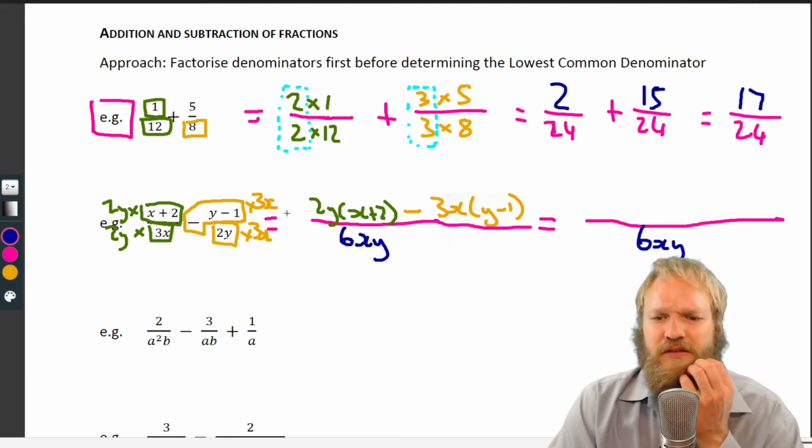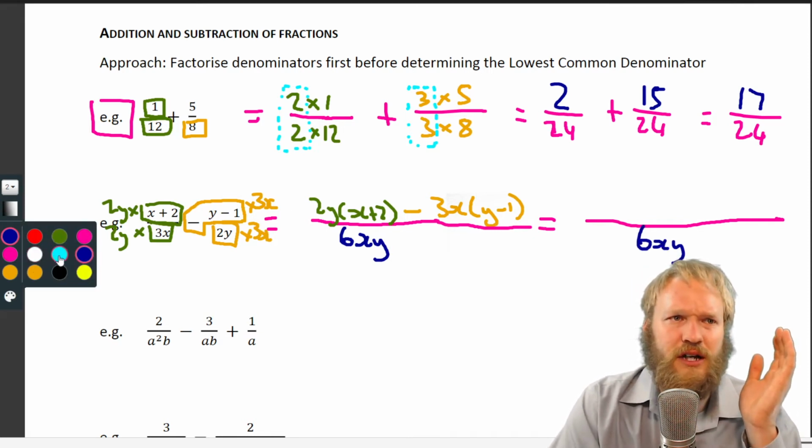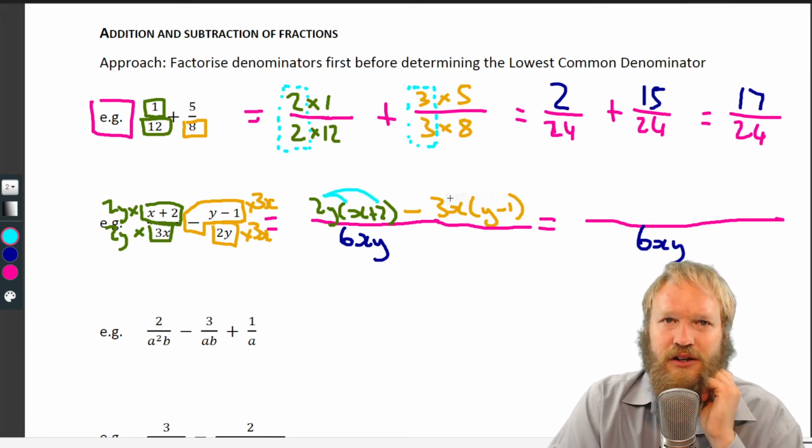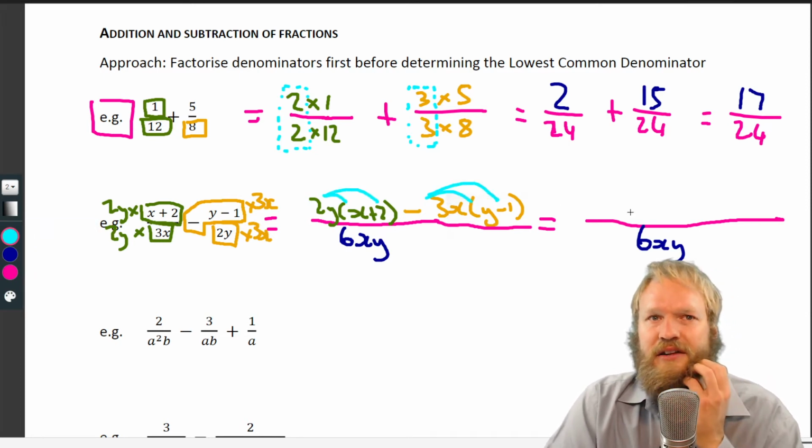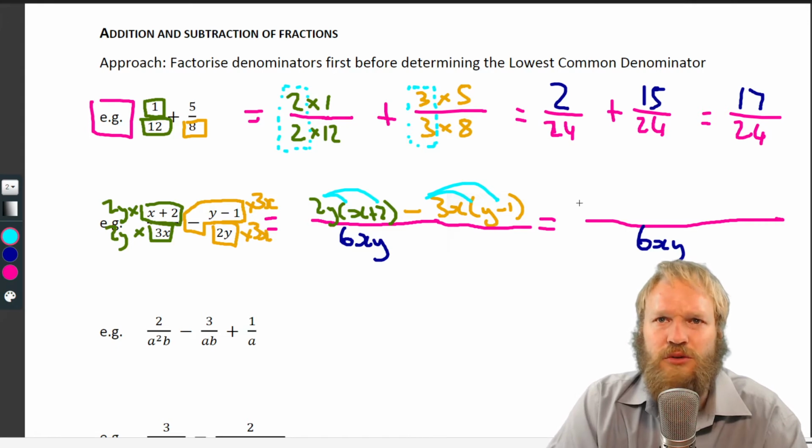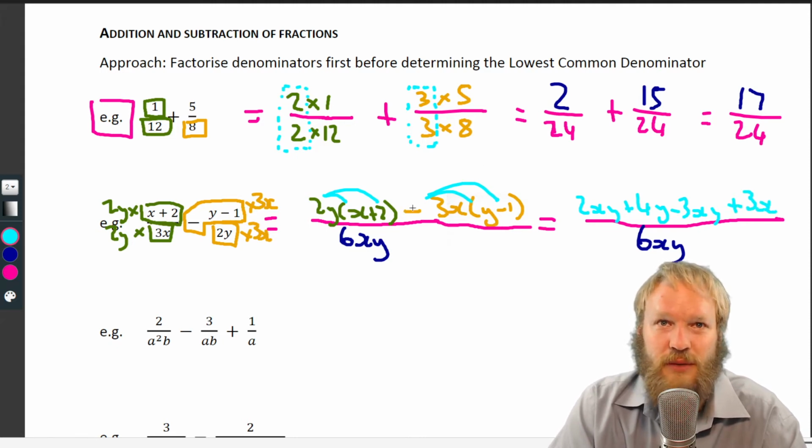And then from there, I'm sure you're comfortable. You're going to multiply that in, you're going to multiply that in, and then you're going to simplify. So let's do that. We've got 2xy plus 4y minus 3xy. What's our last term in the numerator? Just to check, plus 3x. Remember, it's minus times minus.